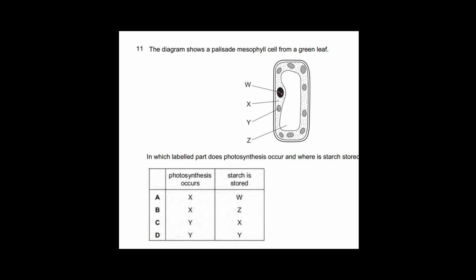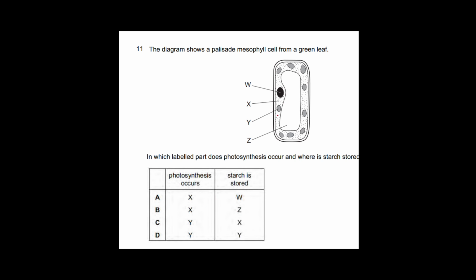So this, as we discussed in the previous example, is the nucleus. Photosynthesis does not occur in the nucleus, and starch is also not stored in the nucleus. What is stored in the nucleus, guys? Pause the video. Think about it. Okay. The nucleus contains chromosomes or DNA. X is the cytoplasm. Cytoplasm contains components. It does not contain chloroplasts and does not contain starch.